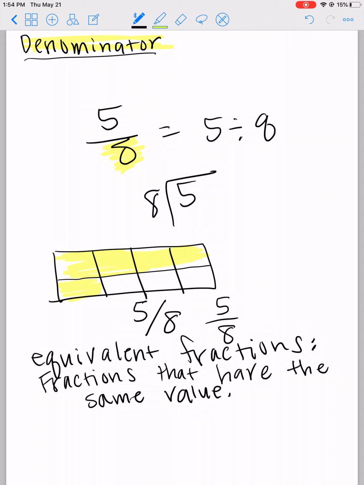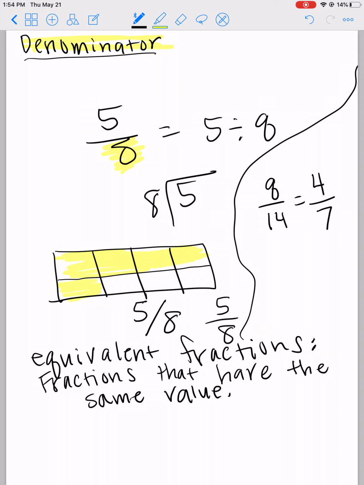So, for example, I'm going to go up here for this because I ran out of room. 8/14 is equivalent to 4/7. And if I were to show you an example of that, we would have this rectangle, and I'm going to cut it in half. And I'm going to break it up so that there's 14 squares. So 2, 4, 6, 8, 10, 12, 14. Okay, so this would represent 8/14.